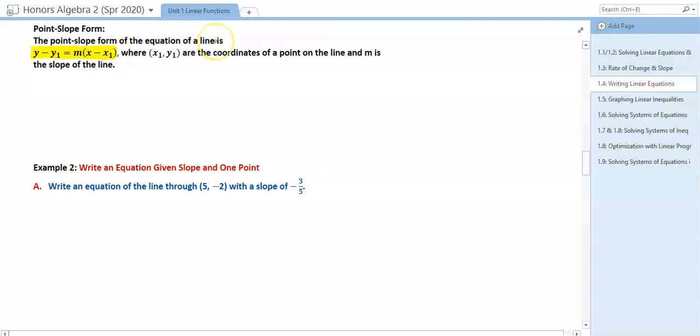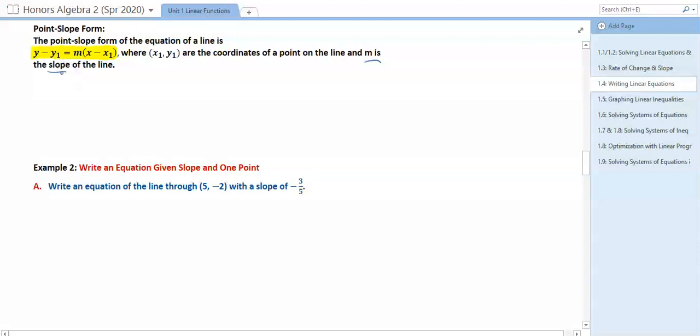And so the point-slope form of the equation of the line is y minus y sub 1 equals m times x minus x sub 1, where x1 and y1 are the coordinates of a point on the line, and of course the m is the slope.